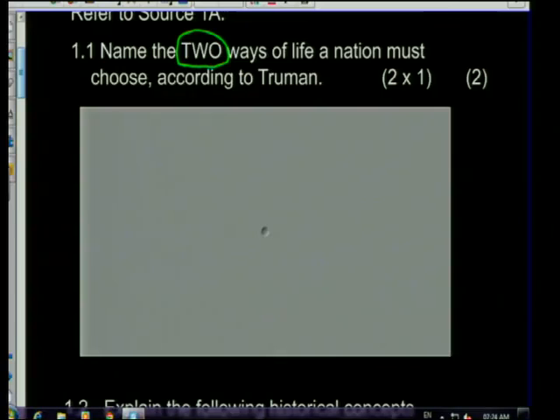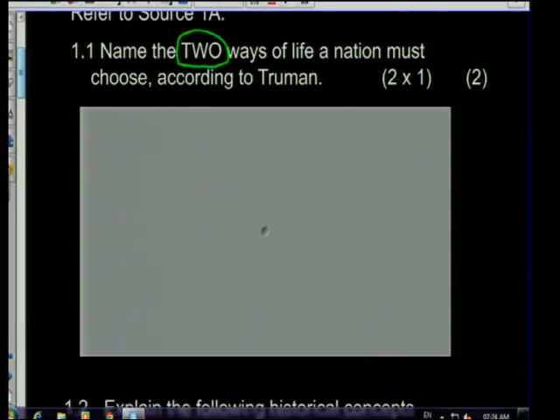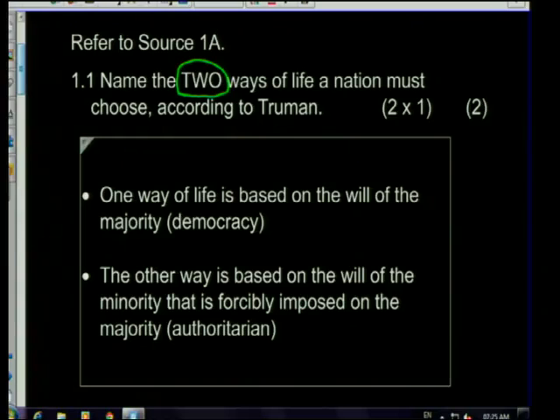And then it says 2 times 1 equals 2. It's also important to look at the mark allocation, because it also guides you as to how much you can write. Name the 2 ways of life a nation must choose according to Truman. This is according to the source. It's not according to your own knowledge. So the 2 ways of life are that one way is based on the will of the majority, that is democracy, and then the other way is based on the will of the minority. That is straight from the source.